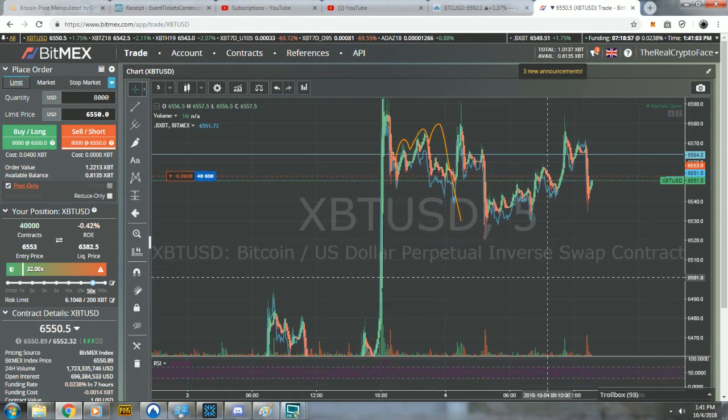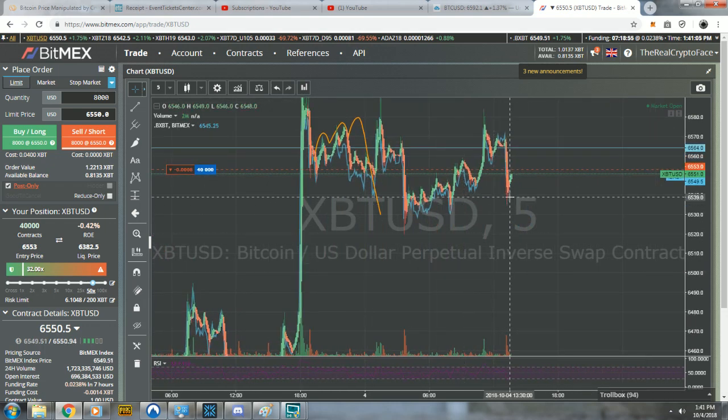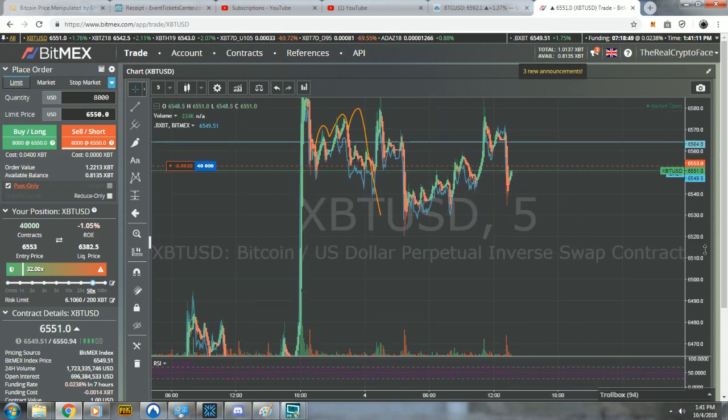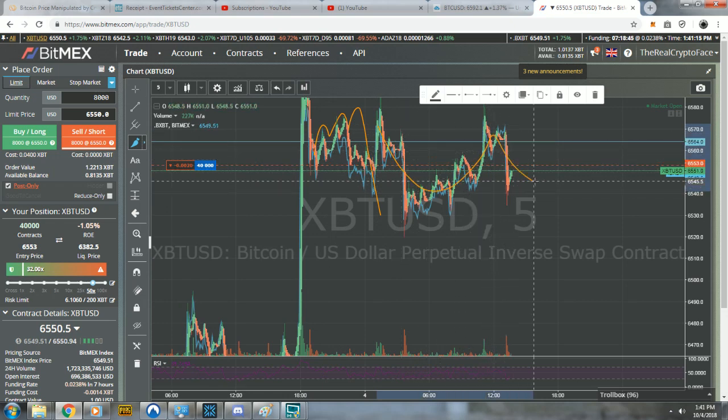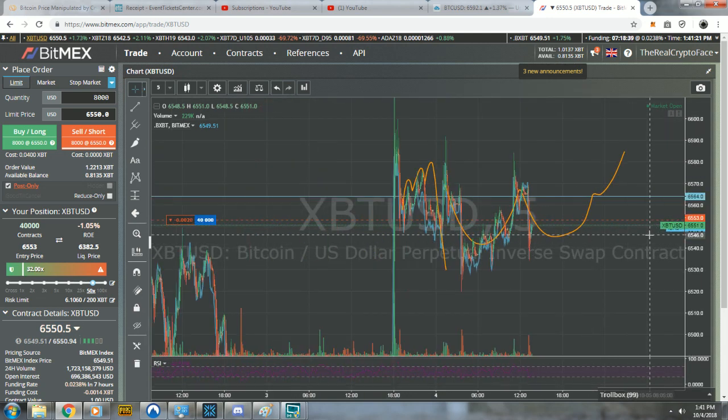Oh, look what we have here. So I am entering longs down here because it's my opinion that I've seen this before. This sort of cup and handle type deal, and it's going to break up eventually. This is what I believe is going to happen next, right or wrong. You can nail me to the cross if I'm wrong. But right now, I'm not scalping. I'm waiting for that move.